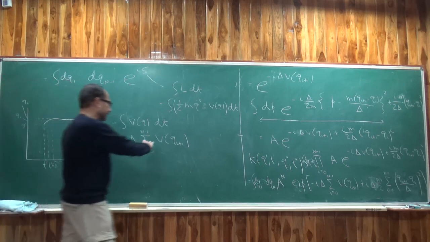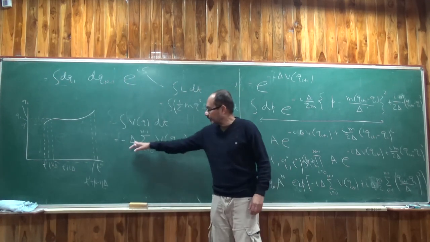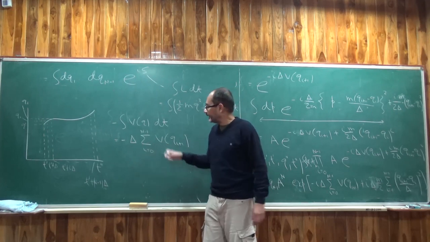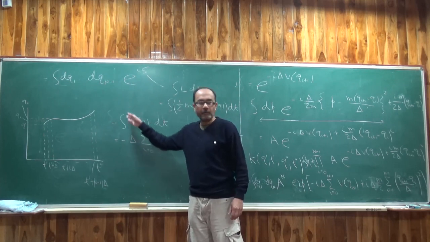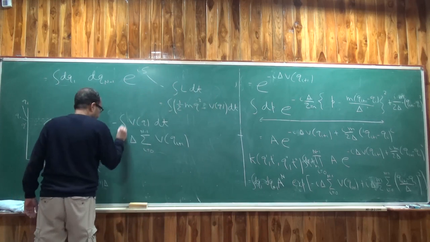See, let's just check the normalization. If V was 1, then this will give you n times delta, which is t double prime minus t prime. If V is 1, the integral side will give you t double prime minus t prime. That is still n times delta. So that fixes the normalization.